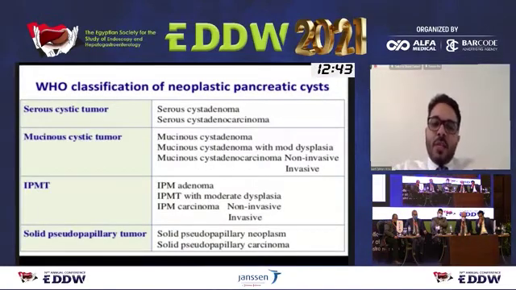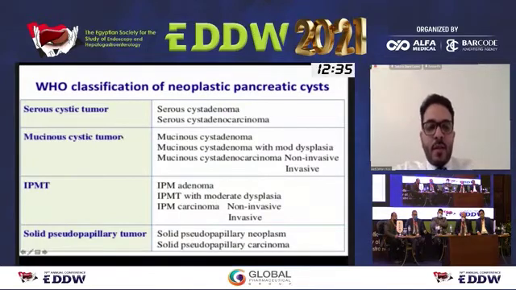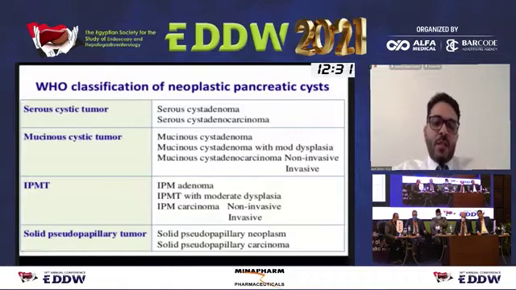This is the WHO classification of neoplastic pancreatic cyst. There are 4 types: 2 mucinous cysts, which are mucinous cystic neoplasm and IPMN, and the other cysts are non-mucinous, like serous cystic neoplasm and solid pseudopapillary tumor.